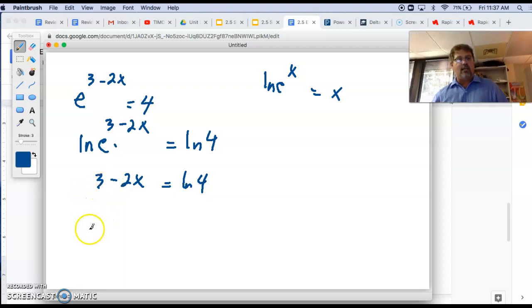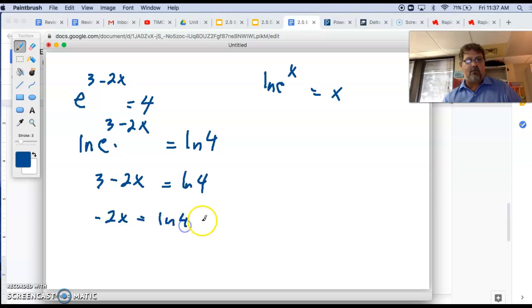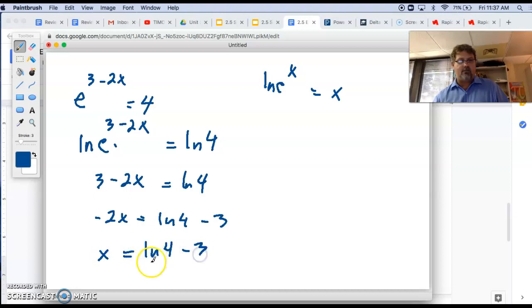So we want to subtract 3 to the other side, right? So we'll have negative 2x is natural log of 4 minus 3. And finally, we want to just divide this by negative 2. So I'm going to let my final answer look like this. X equals the natural log of 4 minus 3 divided by negative 2.